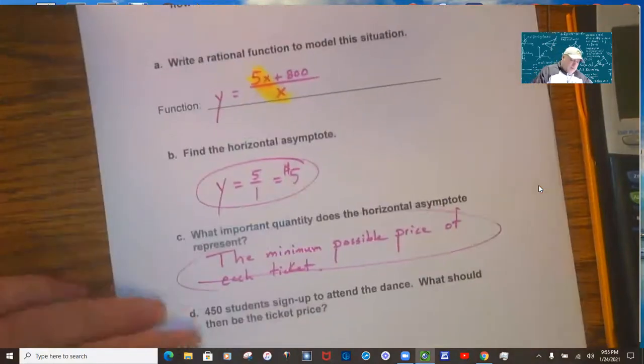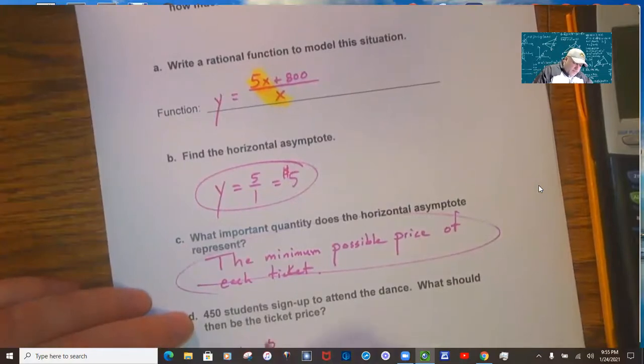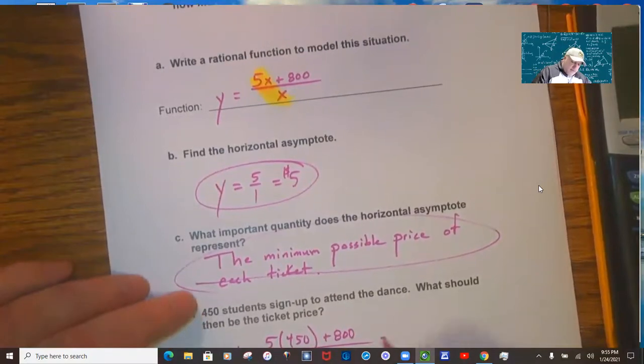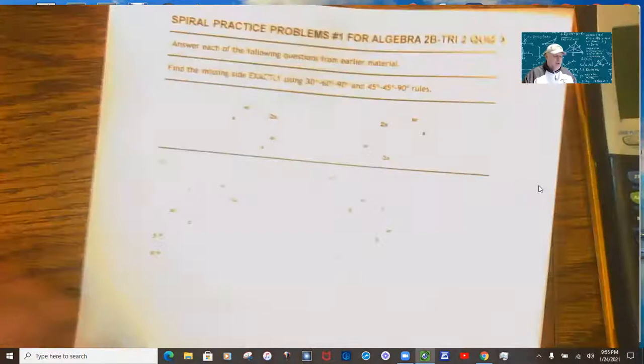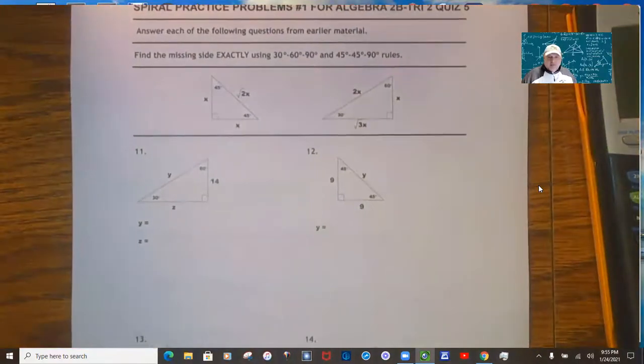So 450 students sign up. So now you just put 450 in. So this is just like evaluating off your table over 450. And that's 678. And that's the end of the quiz. And for those of you that want to struggle through special right triangles, here we go.